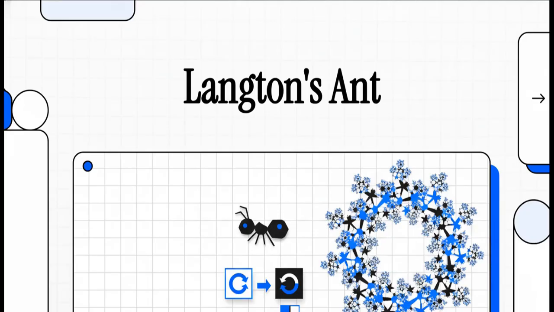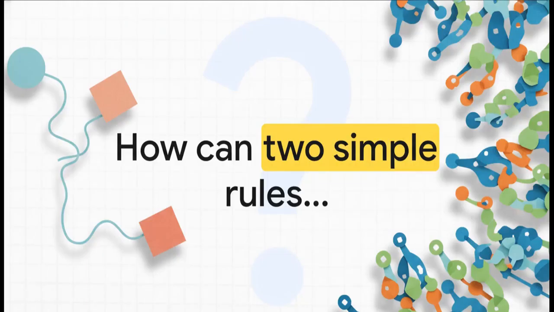Okay, so we're going to dive into a world that starts with almost nothing. Just a blank grid, a single tiny creature, and that's it, two simple rules. But from that simplicity, something absolutely incredible is born. So let's just start with the big mystery right up front. How on earth can a system with only two of the most basic instructions you can imagine create this?